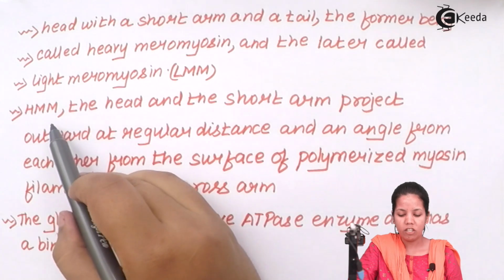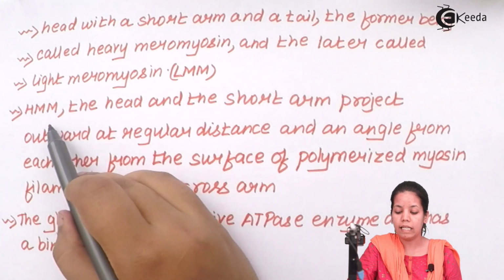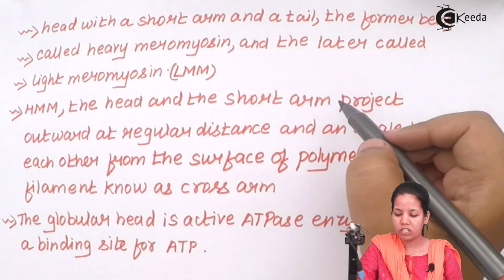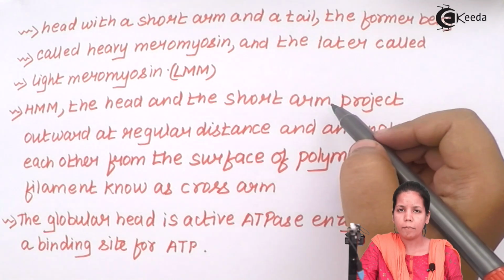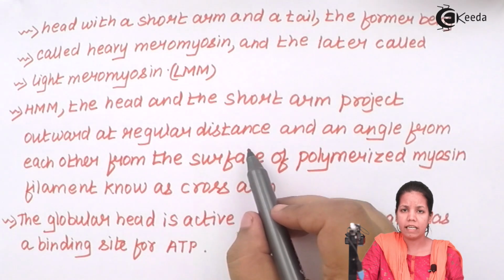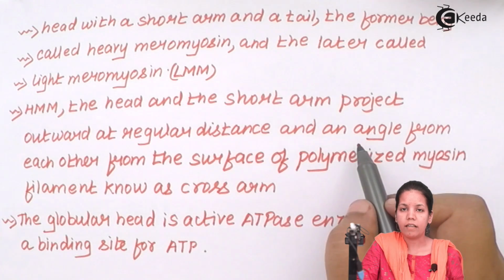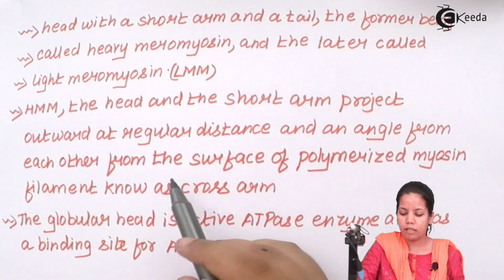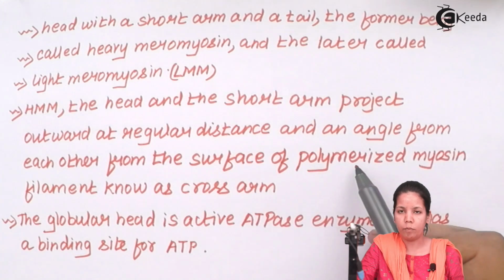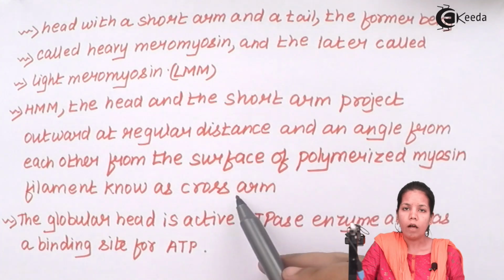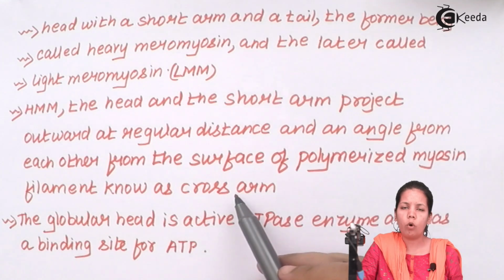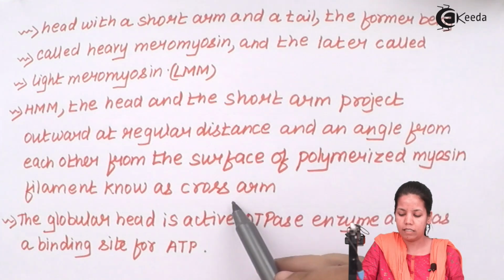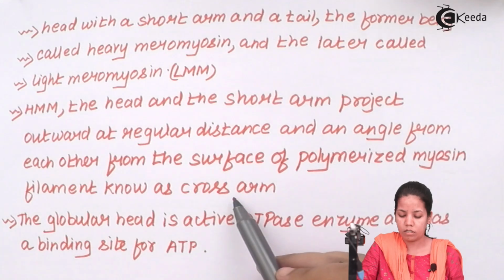Your HMM, or heavy meromyosin, has a head region and a short arm. The short arm is always directed at regular, fixed distances, and always at an angle from the surface of the polymerized myosin filament. The polymerized myosin filament is always crisscrossed, and that's the reason it is termed the cross arm.